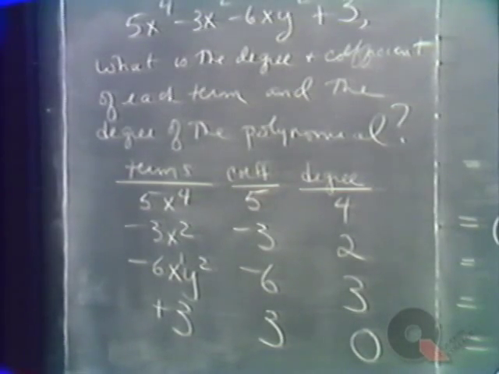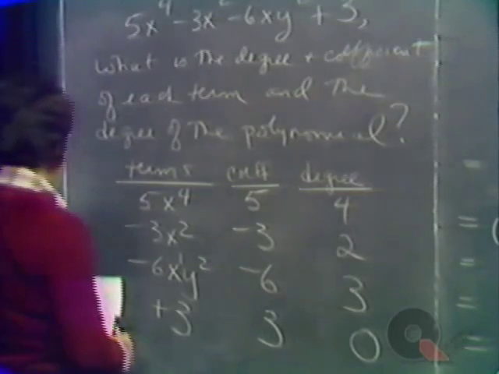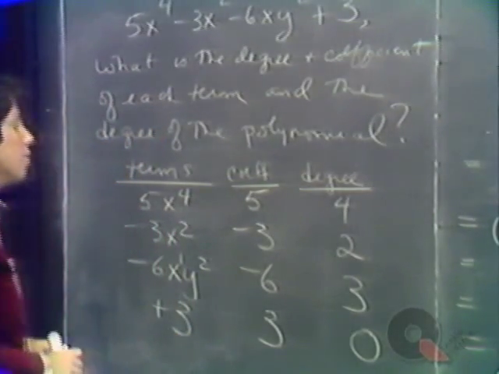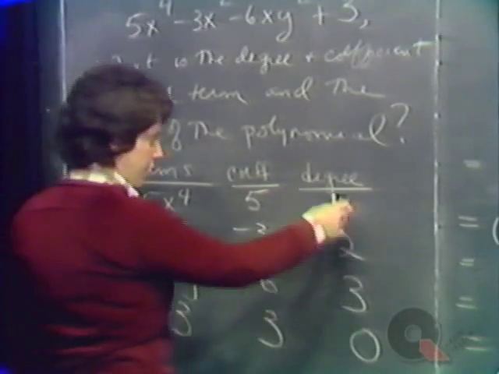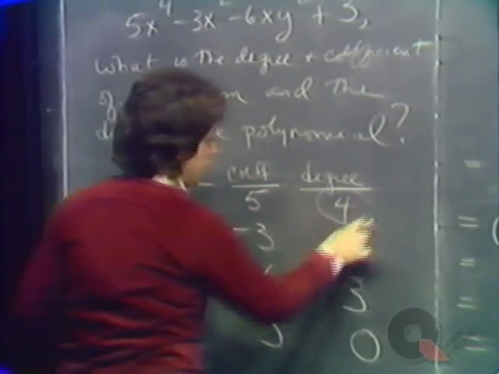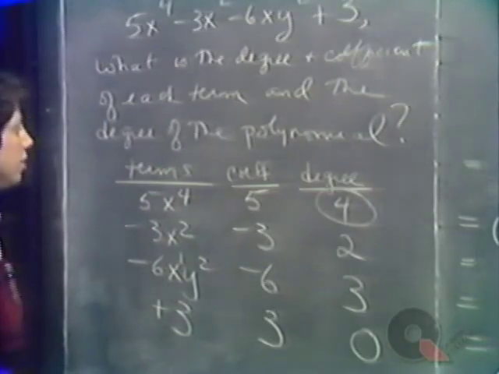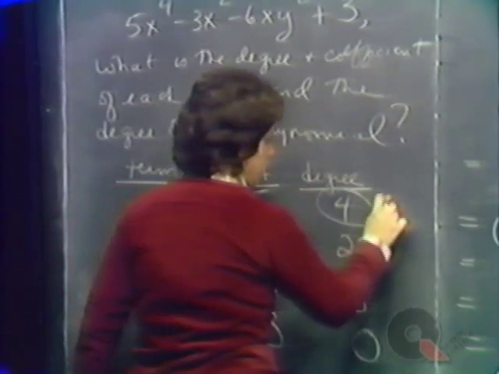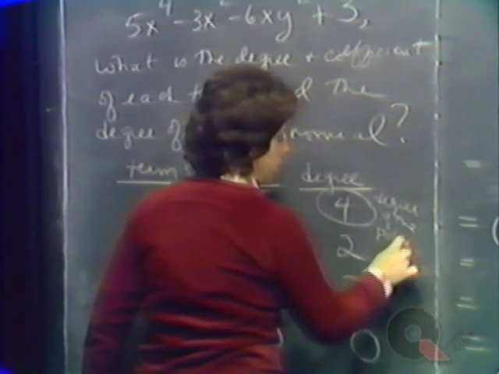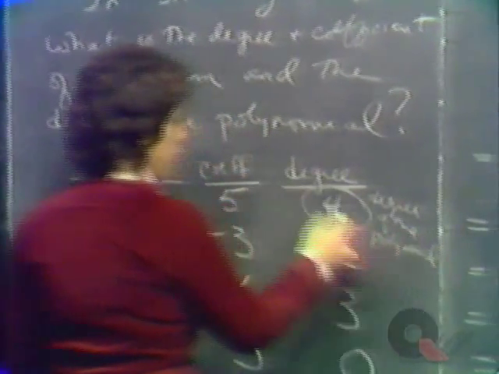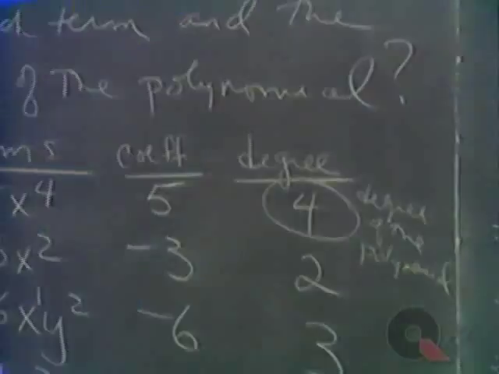Okay, now finally, what is the degree of the polynomial? The degree of the polynomial is the degree of the term of highest degree. If you look over here, the term of highest degree is this one. Its degree is 4. So the degree of the polynomial is 4. This is also the degree of the term of highest degree.